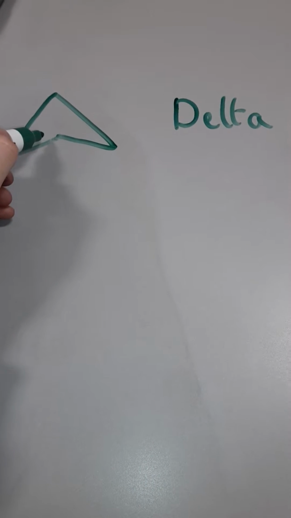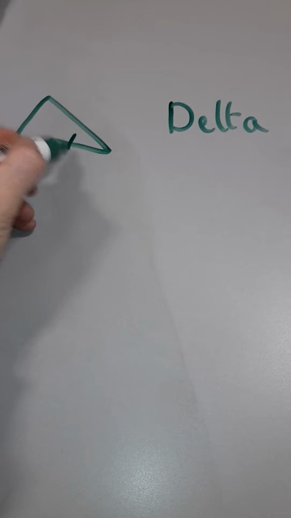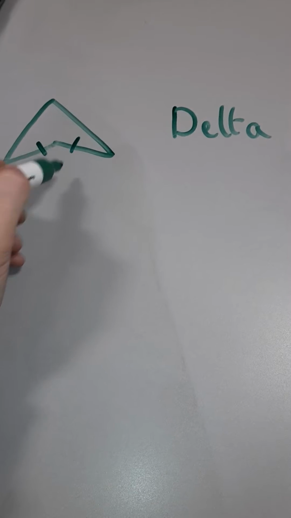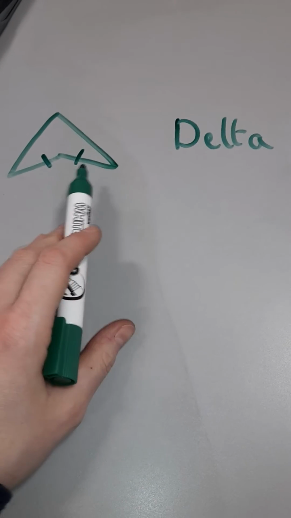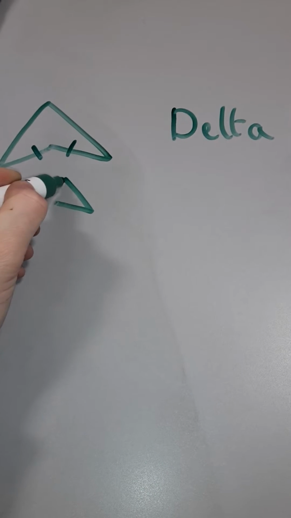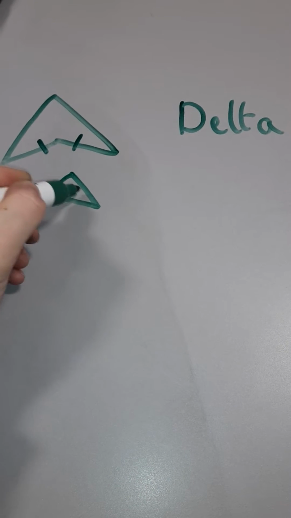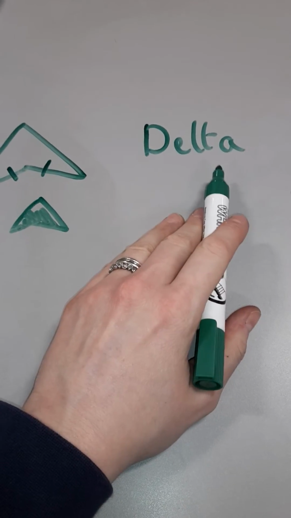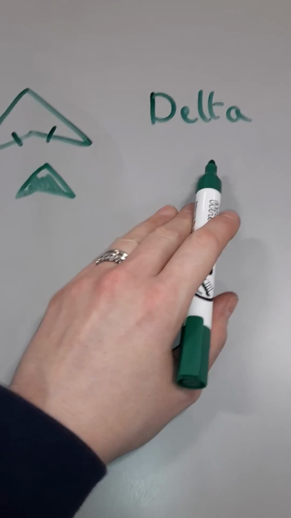So another four-sided shape is a delta. This length and this length always have to be identical. And that's it really. You sometimes see it called an arrowhead because it looks like an arrow. I'm really bad at drawing, sorry guys. But the actual proper term is called a delta.